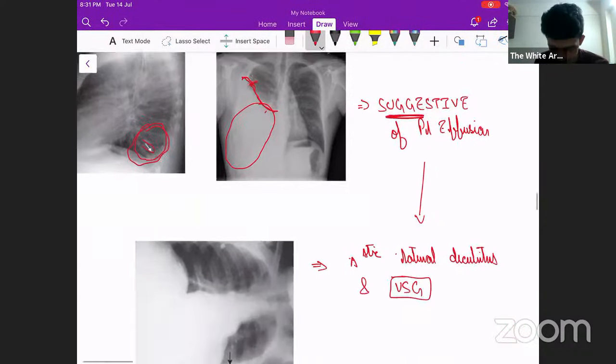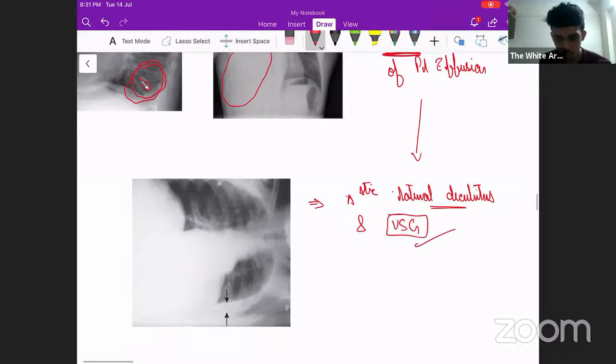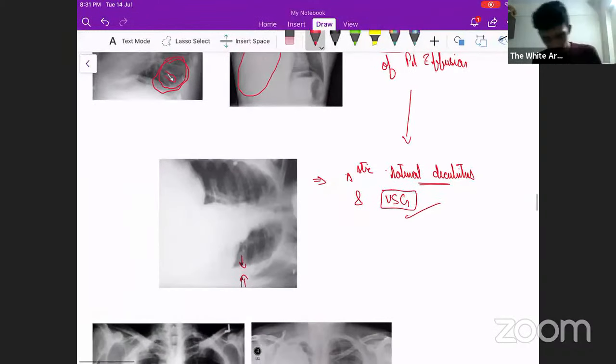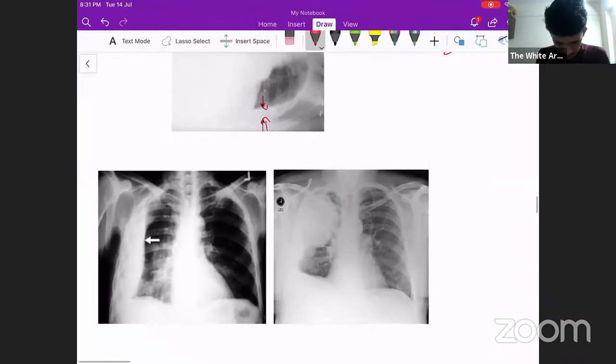How do we confirm it? With either a lateral decubitus chest X-ray or ultrasound. On lateral decubitus chest X-ray, if there is pleural fluid, there will obviously be movement. So this is what we find. See over here, the arrow mark shows it, or ultrasound confirms it. Ultrasound is a very good modality to confirm pleural effusion.